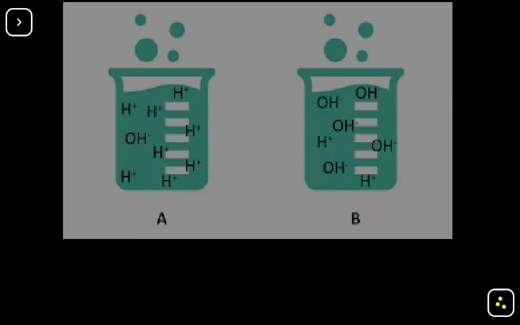And let's look at picture B. You can see hydroxide ions 1, 2, 3, 4, 5, and H plus ions only 2. So from this you can say that this solution is basic. Why? Because the OH ions are more than the hydrogen ions. So if you want to find the pOH, you use the negative logarithm of the OH ion concentration there.